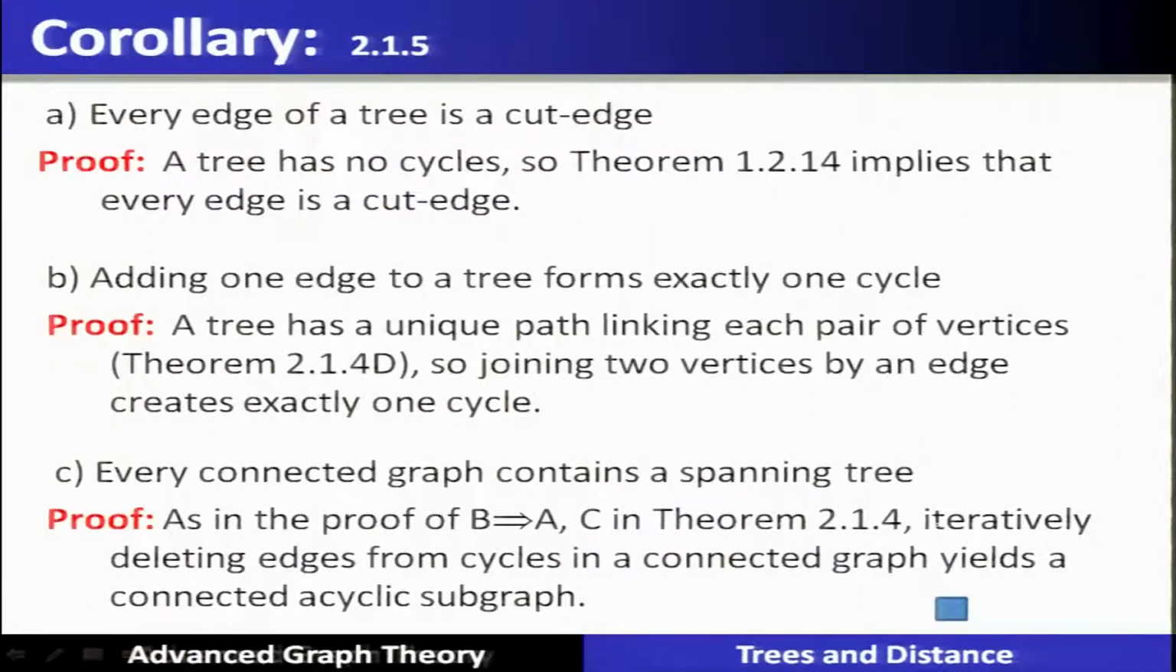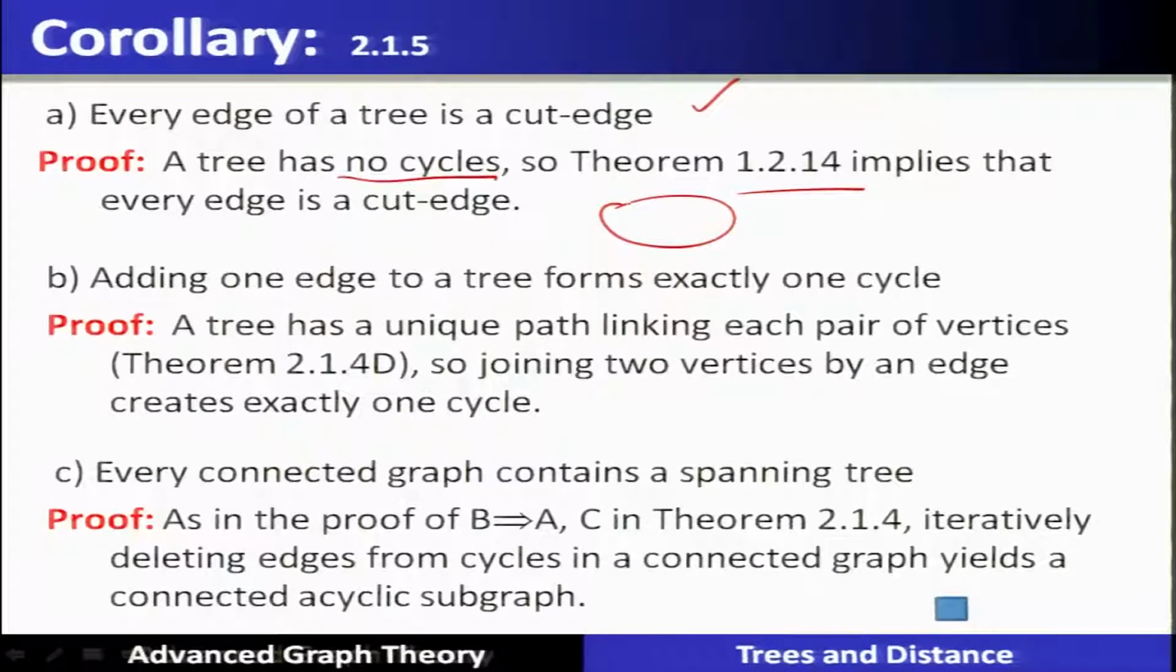There are some corollaries based on this theorem. Let us see those corollaries quickly. Now, every edge of a tree is a cut edge. This is quite obvious in the proof. The tree has no cycles because it is acyclic. So, the theorem says that every edge of a tree is a cut edge. Why? Because there are no cycles, so all the edges of a tree will not lie on cycles. If they are not lying on a cycle, then every edge is a cut edge.